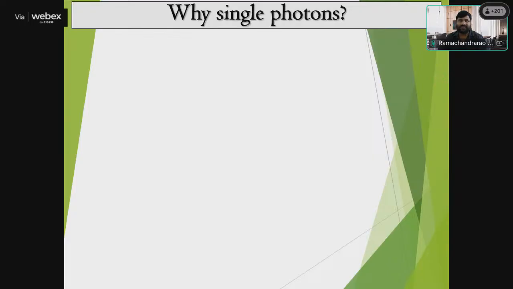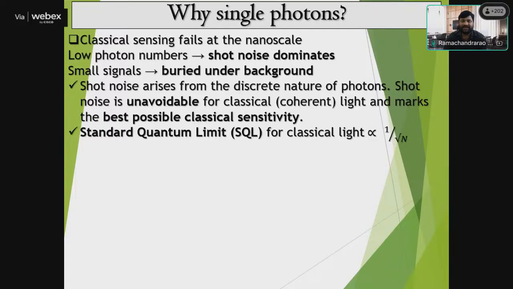And why single photons? Why not a classical beam? You have already learned, right? The present sensing technology fails when it goes to the nanoscales, when it goes to low photon number. Present technology usually uses many photons, on the order of 10 raised to the power 4 or 3 or maybe 5. If you go to low photon number in the classical regime, there is always something called shot noise.